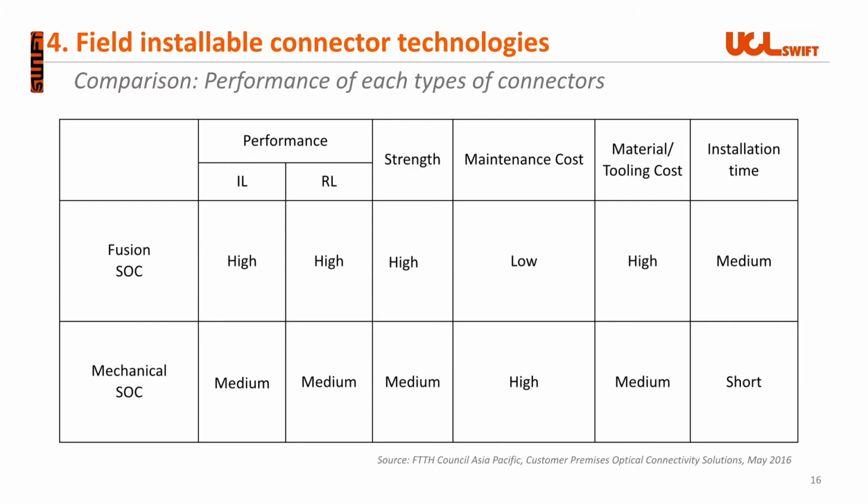As you can see in the table, the performance, strength, materials, tooling cost, and installation time of both connectors are similar, but the maintenance cost for the fusion splice-on connector is much lower than that of the mechanical splice-on connector. This is the biggest factor to be considered for FTTH deployment.